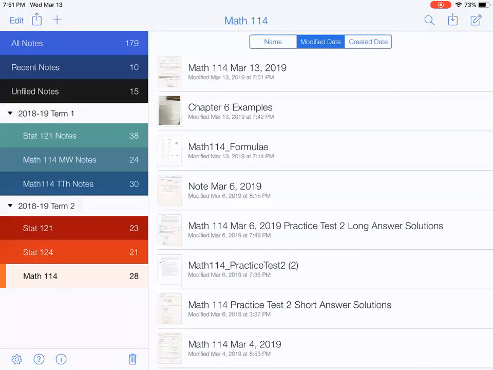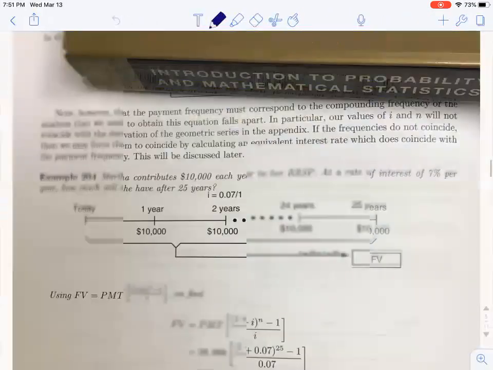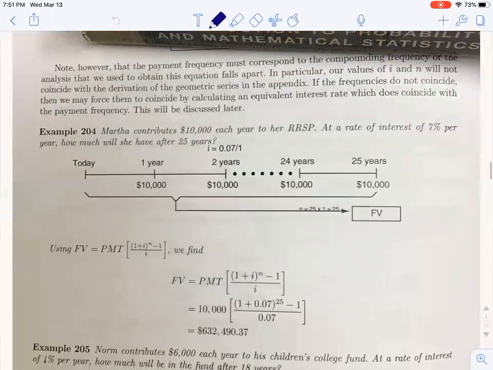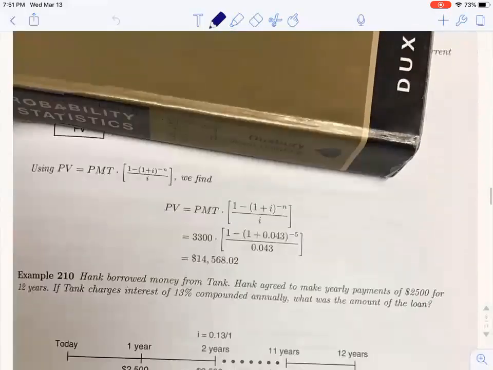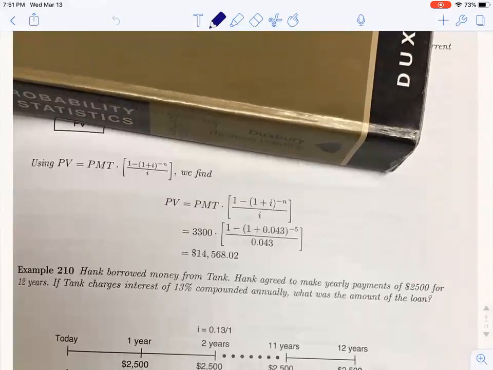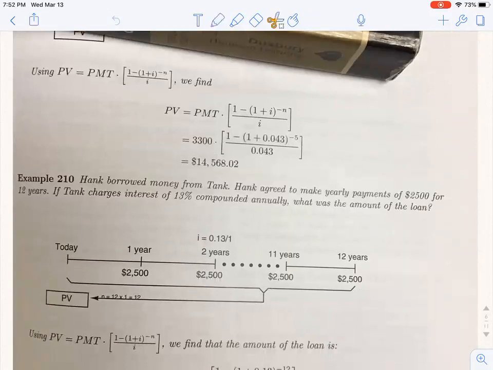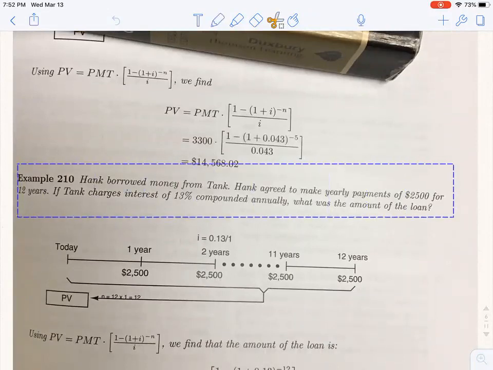But I feel like we've already kind of introduced basically what you're going to do for all the rest of chapter 6 and chapter 7. So from here on out, it's kind of like, okay, let's get familiar with this stuff. So let's do example 210.